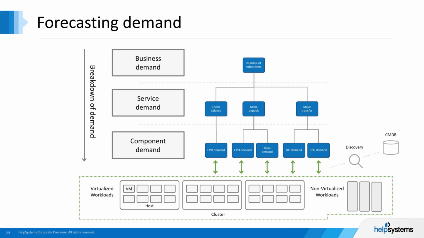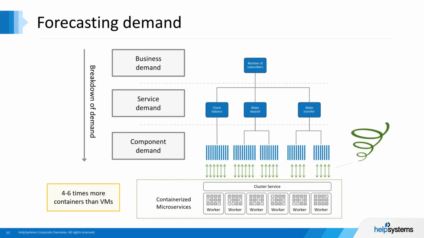Back in the days when we had virtualization, we had a cluster of hosts running VMs. It was hard enough: you had to do some sort of automated discovery, and then you put that in a CMDB or a service catalog, and you had a combination of non-virtualized and virtualized workloads, and that mapping in itself was very difficult. If you look at this from a container perspective, it's going to get even worse.